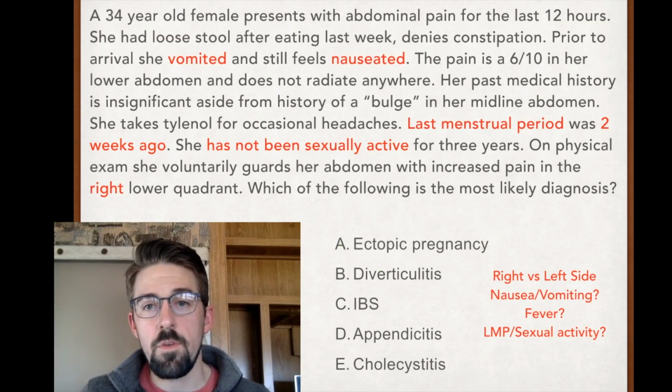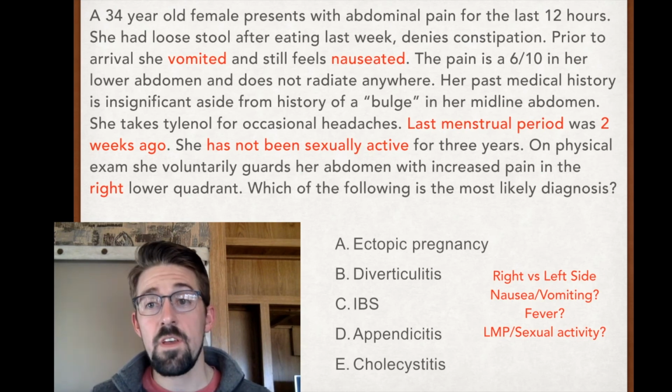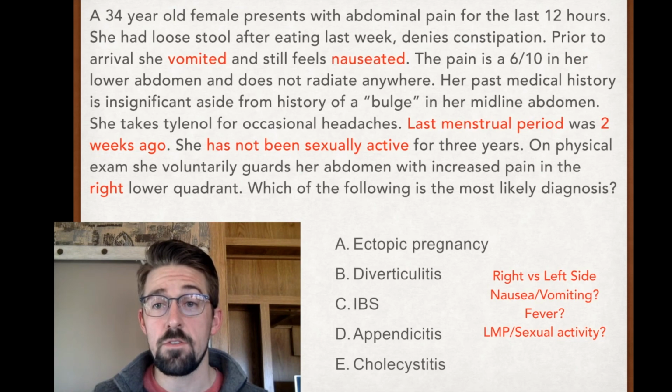So in hindsight, when I'm reading a stem, I see these signs and symptoms like nausea, vomiting, time frames such as 12 hours. These are defining points of algorithms that take me towards one diagnosis and away from another. It's critical that you begin to understand that so that you can objectively rule things in and rule things out.